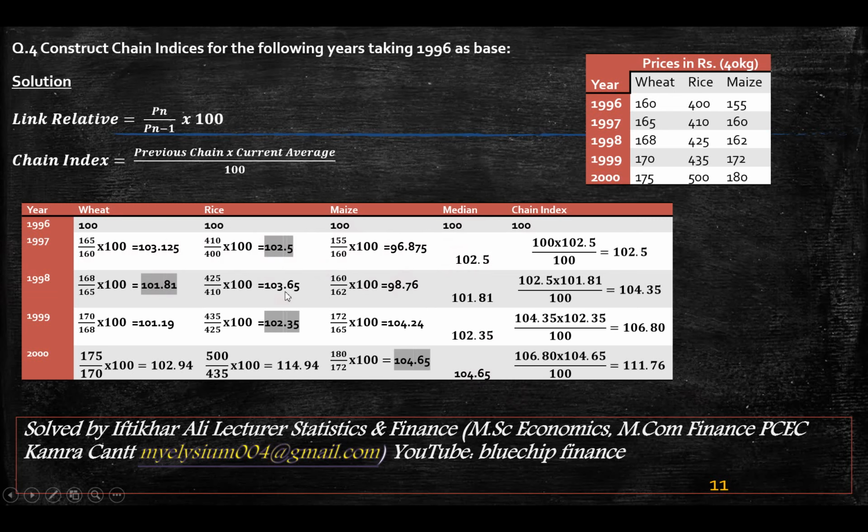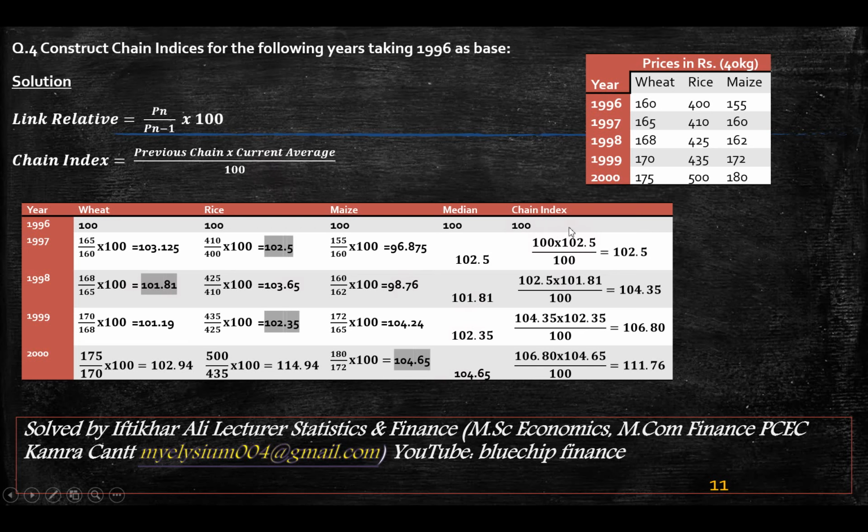For 1998, the least value is 98.76, after that 101.81, and 103.65. So the middle value is 101.81, and similarly for 1999 it is 102.35, and for 2000 it is 104.65. After that we will calculate the chain index. The formula for chain index is previous chain multiplied by current average divided by 100.